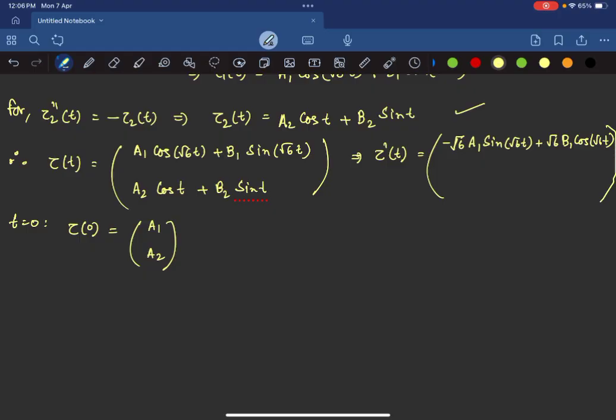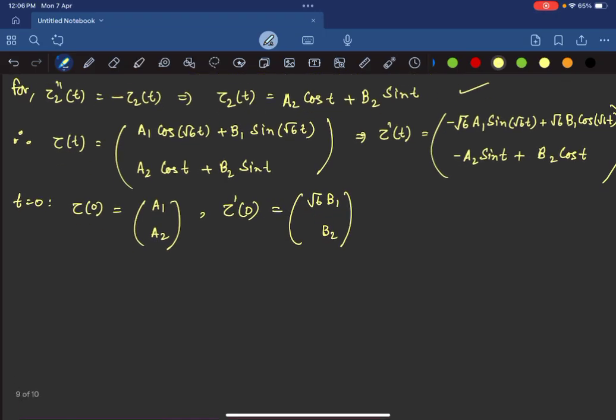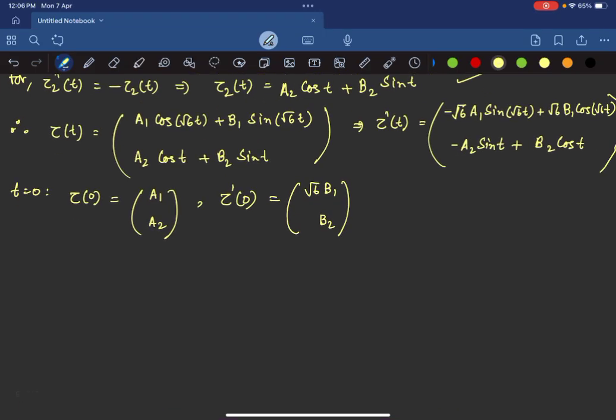Okay, this one you have, and here minus A2 sin T plus B2 cos T. Here Z dash 0 one can easily determine, that is given by root 6 B1, here B2. Now we are in a position to apply initial conditions. So initial conditions are given as U0, U is equal to P ZT, so Z0. U0 means it is X0, and here we have Y0.